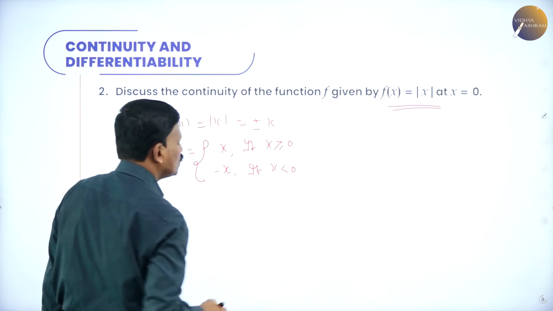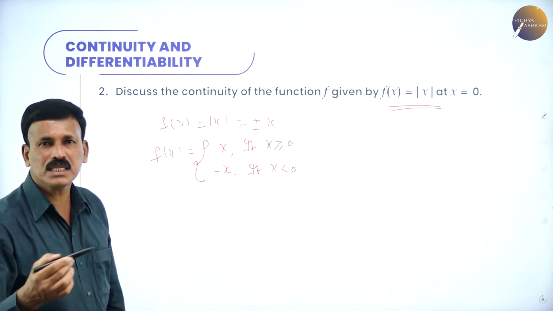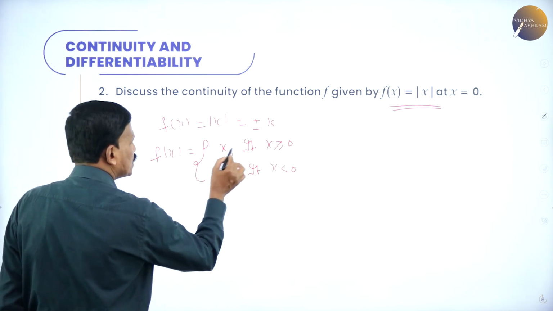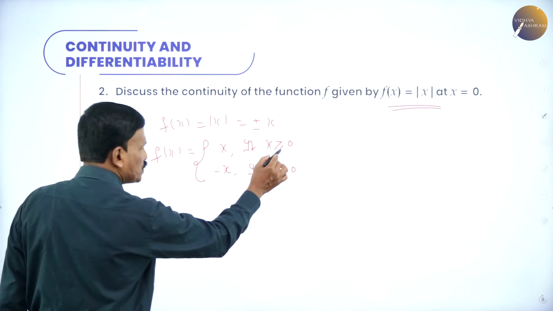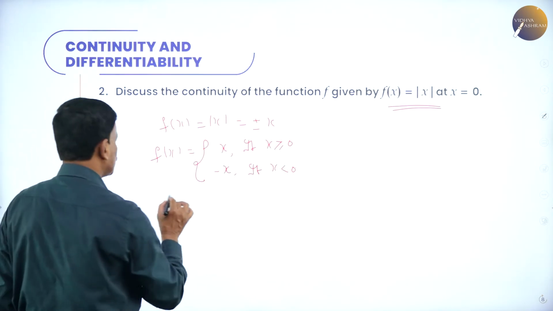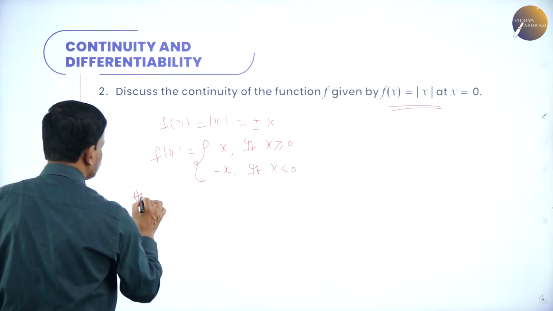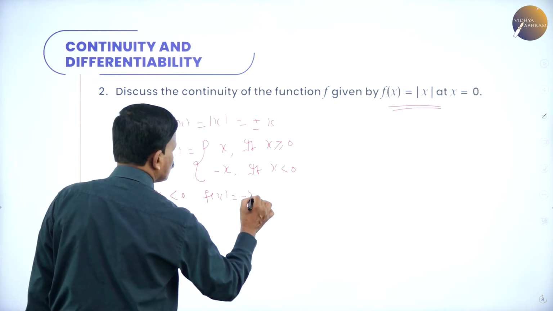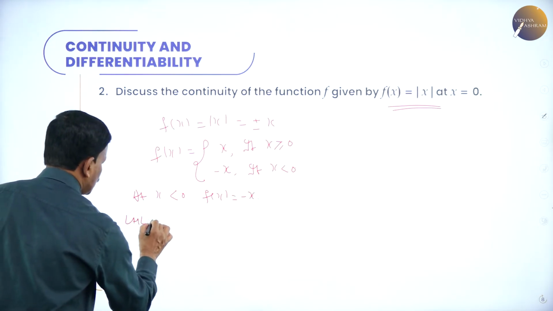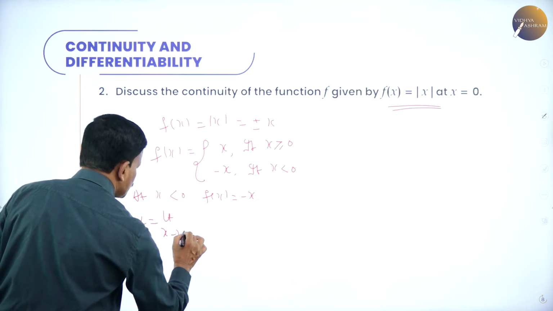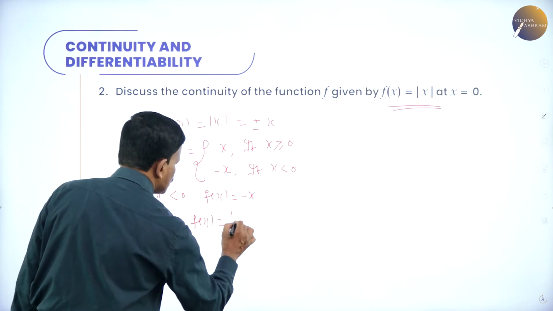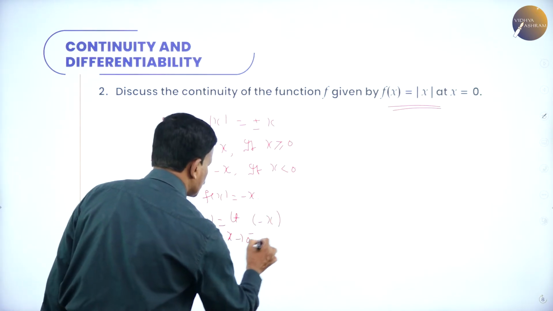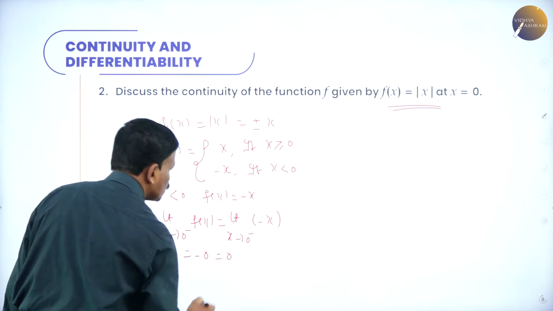Now here we can easily find out the left hand limit as well as the right hand limit. If x is less than 0, f of x is minus x. If x is greater than 0, f of x is plus x. And if x is equal to 0, f of x is also equal to x. Now let us come to this. At x is less than 0, what is f of x? f of x is equal to minus x. So straight away you can write left hand limit, limit x tends to 0 minus f of x. This is limit x tends to 0 minus, what is f of x here? Minus x. So this is minus 0, which is nothing but 0.